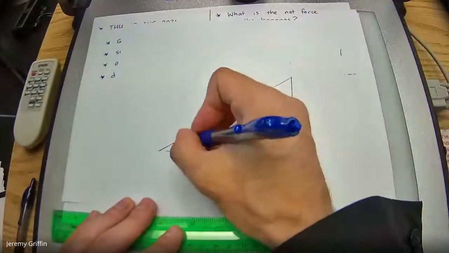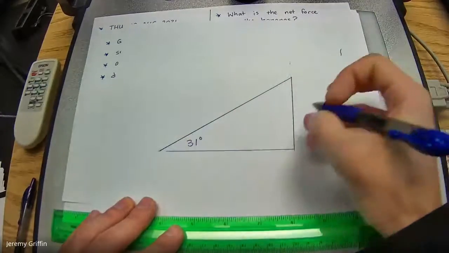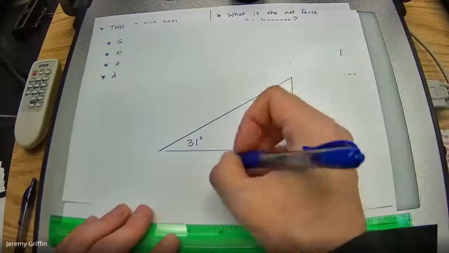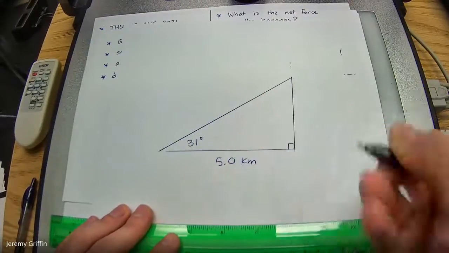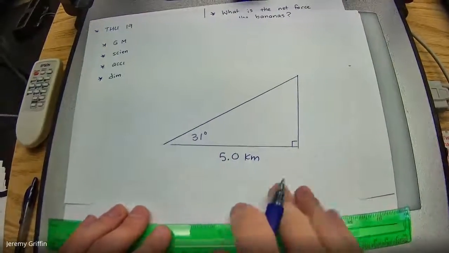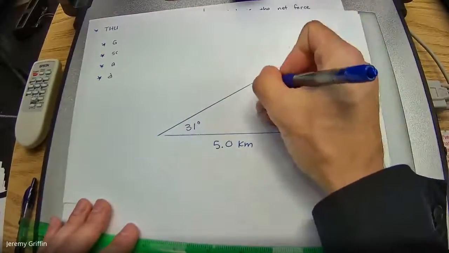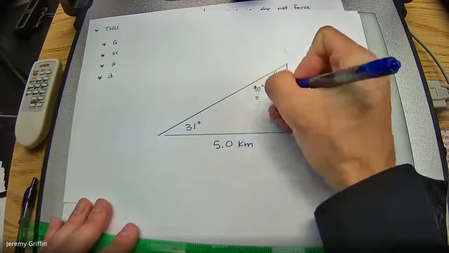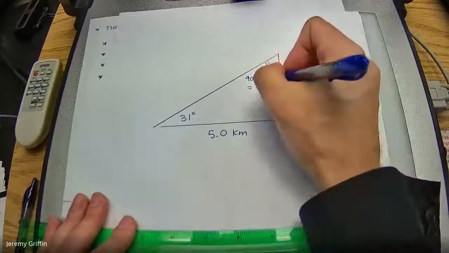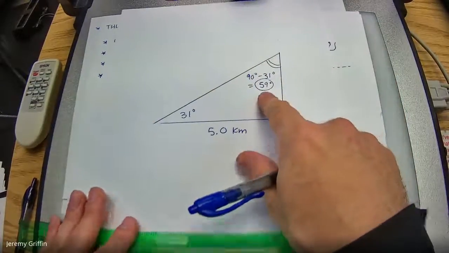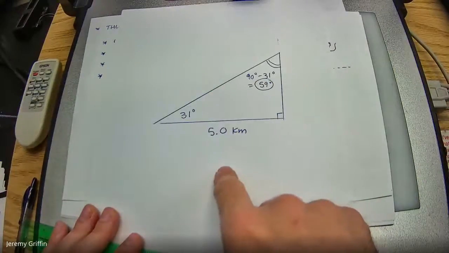Let's say this is a 31 degree angle, a right angle, and this side is 5.0 kilometers. How could you finish this triangle off? One thing you might do is say that this angle up here must be 90 degrees minus 31 degrees, which is 59 degrees. That's perfectly fine, you could definitely do that. But that's not the only way.